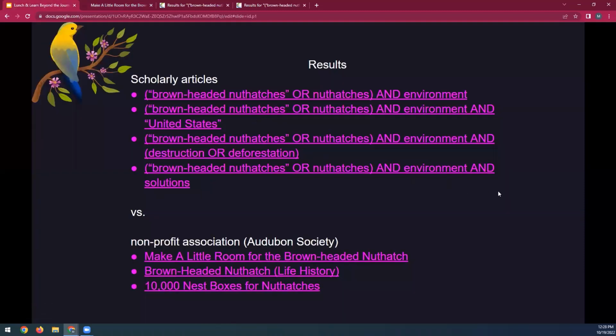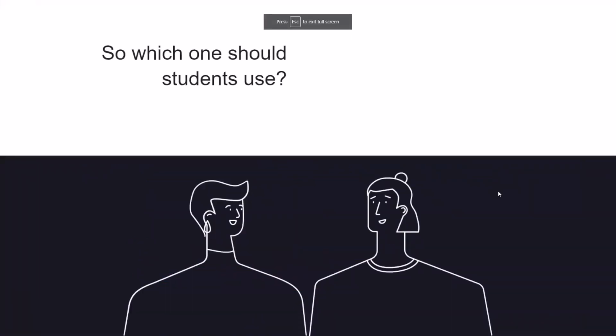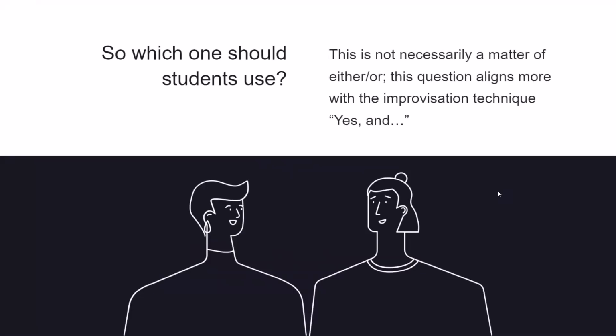So all of this to say, where am I going with this? So which one should students use? It's not necessarily a matter of either or. This question really aligns more with the technique yes and. And what that basically means is yes to all of that. And let's keep going. Let's see what else we can find that contributes to that research or contributes to that learning.